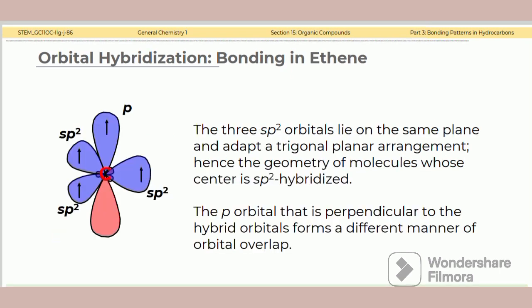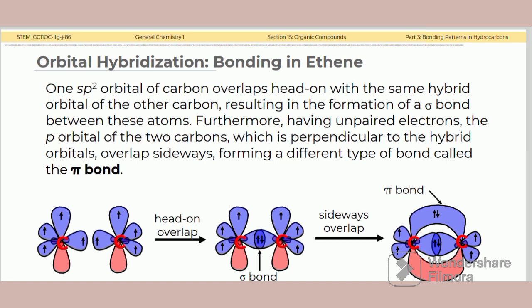The three sp2 orbitals lie in the same plane and adopt a trigonal planar arrangement. Hence, this is the geometry of molecules whose center is sp2 hybridized. The p orbital that is perpendicular to the hybrid orbitals forms a different manner of orbital overlap. One sp2 orbital of carbon overlaps head-on with the same hybrid orbital of the other carbon, resulting in the formation of a sigma bond between these atoms.